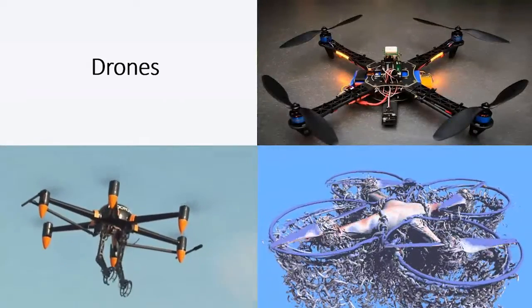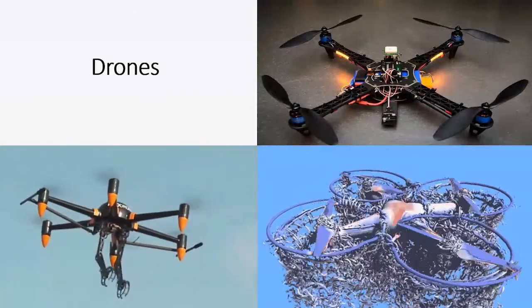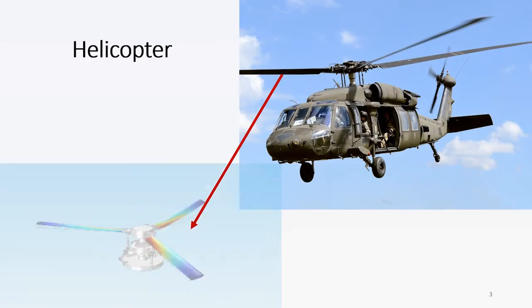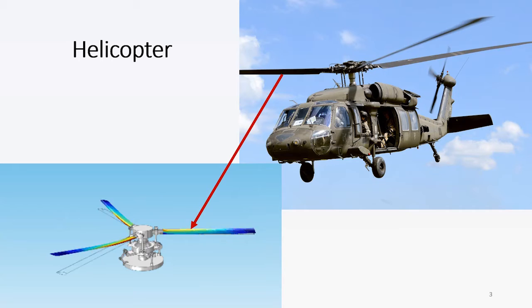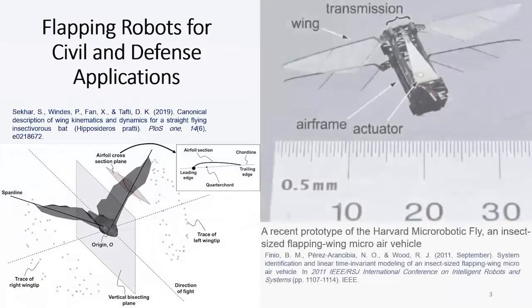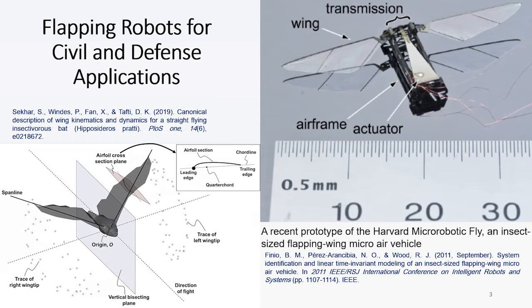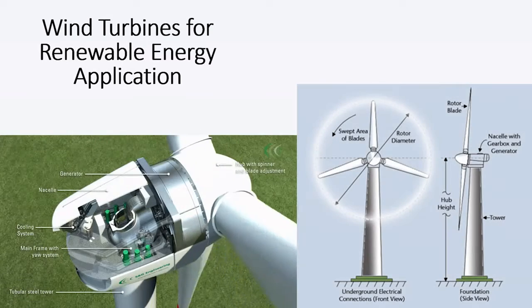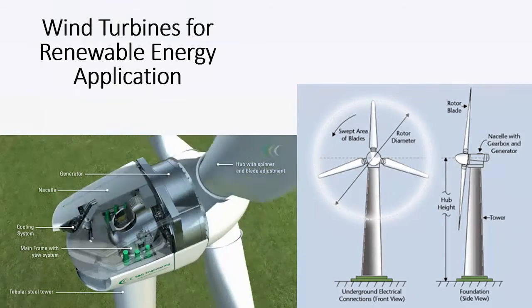The concept of lift and drag is used in several real-life applications, like drones with propellers, helicopters with rotary blades, flapping robots for civil and defense applications, and wind turbines for renewable energy applications.